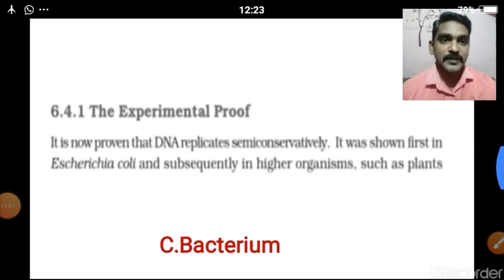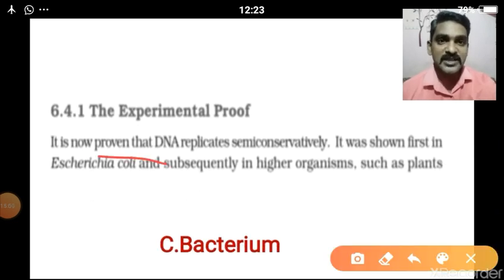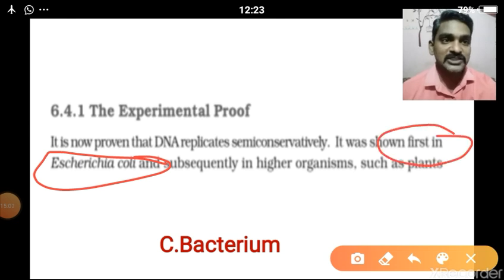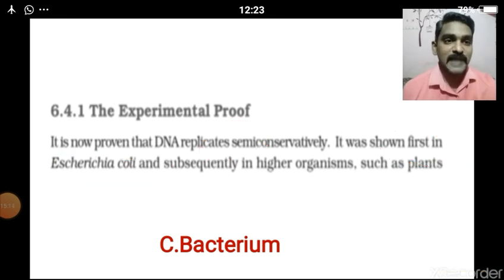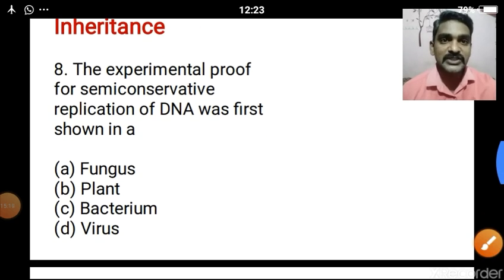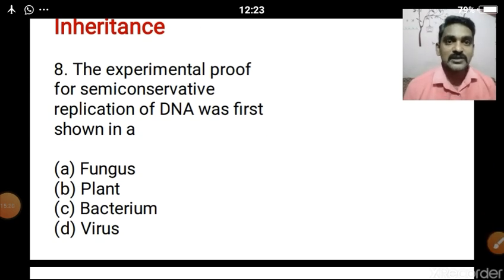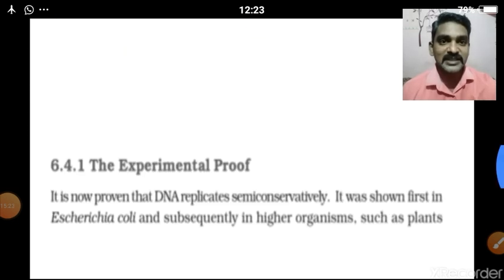This is also a direct question. You can see the experimental proof of semi-conservative DNA replication was first shown in E. coli. E. coli means what? That is a bacterium. So the option is bacteria, right? You can see the option: experimental proof of semi-conservative replication was first shown in bacteria. Option C is the right answer.